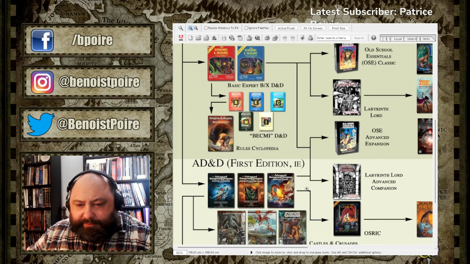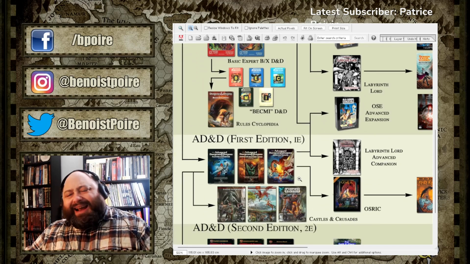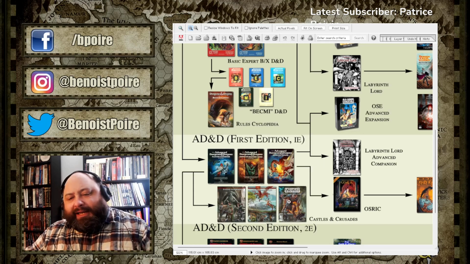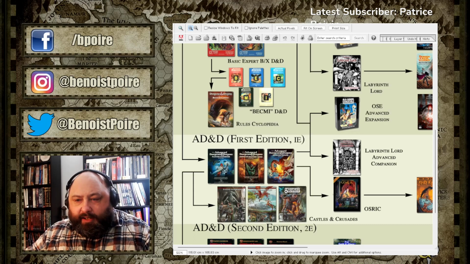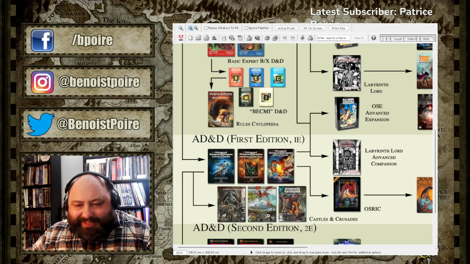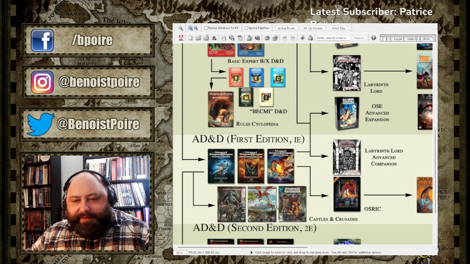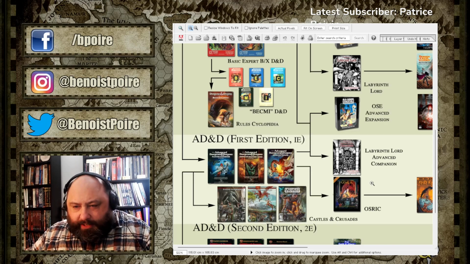Okay, so AD&D 1st edition. Here I added Castles & Crusades, which is not really a clone, but it is a descendant of Advanced, and making a chart like this about the OSR and old school hobby without mentioning Castles & Crusades felt somehow wrong to me. So instead of being a clone, you see, I showed it as a spiritual descendant of Advanced.